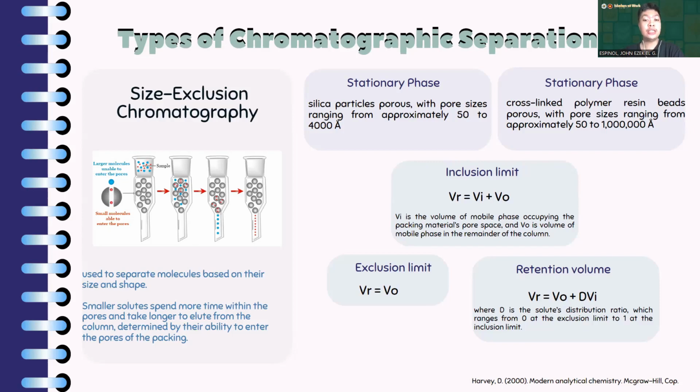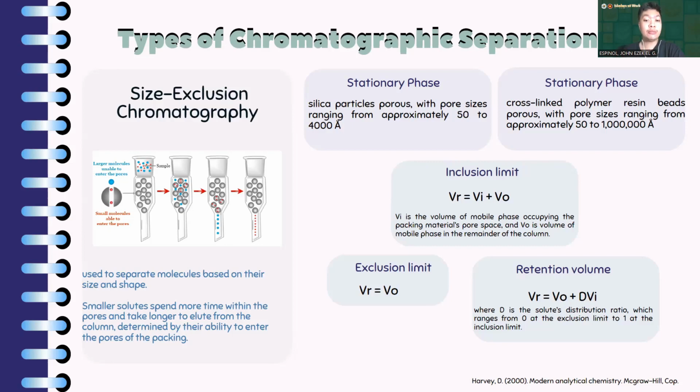By utilizing porous stationary phases such as silica particles and cross-linked polymer resin beads, SEC can effectively separate molecules across a wide range of sizes, making it useful in various fields such as biochemistry, polymer chemistry, and pharmaceutical analysis. The size selectivity of a particle packing is not infinite, but is limited to a moderate range.